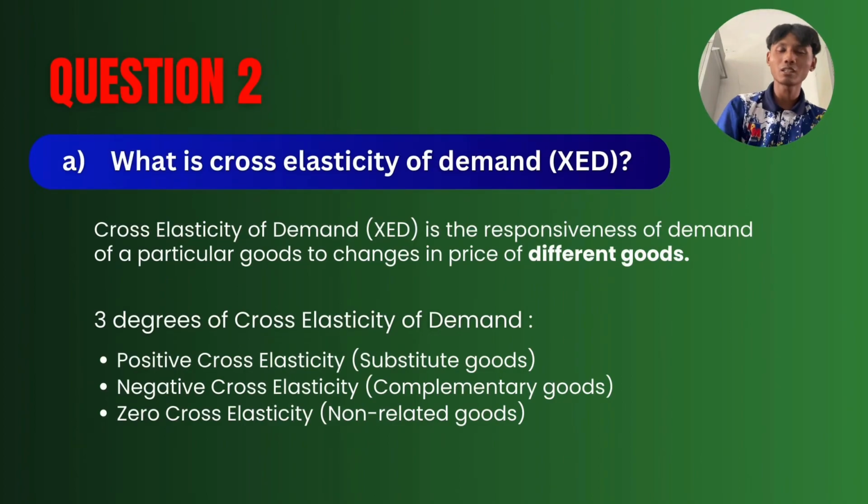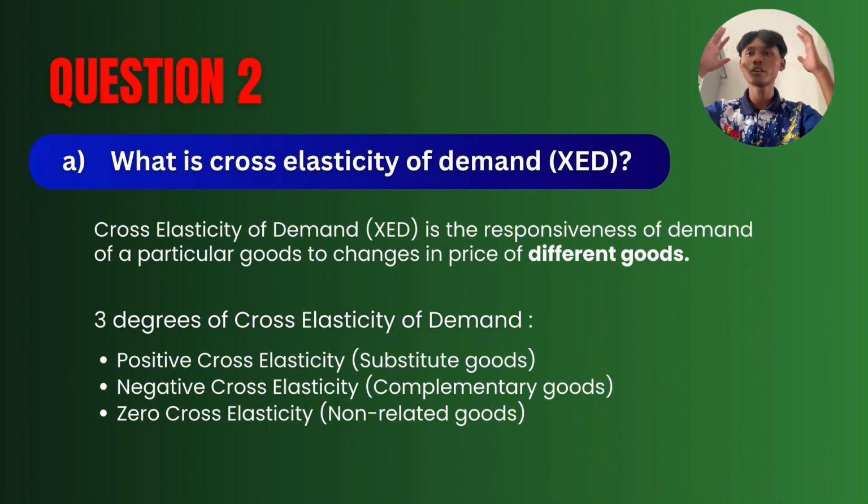Moving on to the second question, 2A, what is the cross elasticity of demand? Cross elasticity of demand is the responsiveness of demand of a particular good towards the changes in price of different goods. What differs between XED and PED is that PED is the change in price of the same good, but XED is the change in price of different goods.